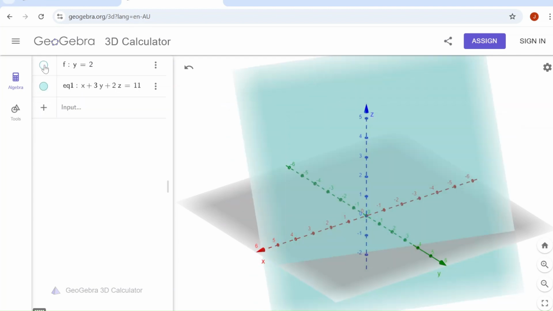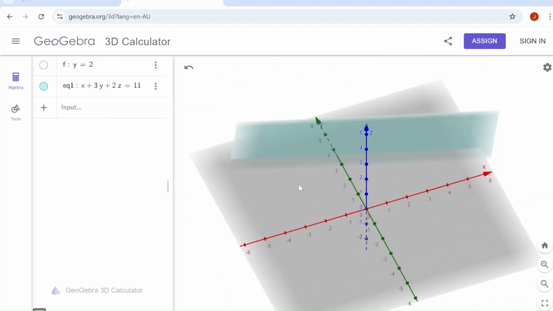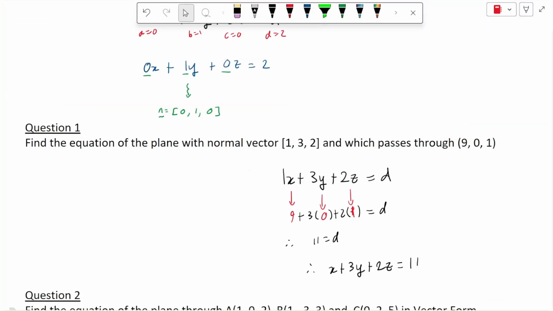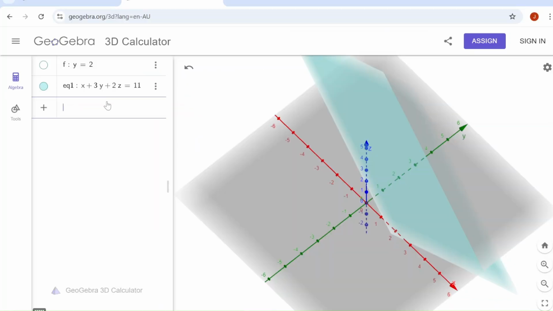And we'll turn off our original plane. So that was the plane we just found there. It's at a wacky angle. And if we look at our original point, (9, 0, 1), that should lie on the plane.